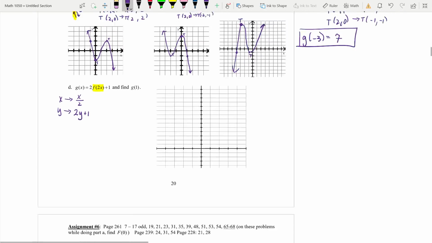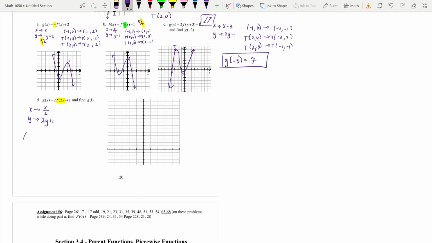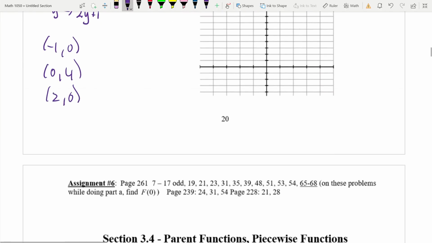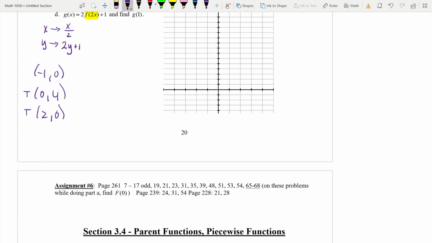Let's write down those points that we had on the original one. They are -1, 0, 0, 4, and 2, 0. I'm going to put T's in front of the second 2 because they are turning points. Now I'm going to change the points. So I'm going to take the x's and divide it by 2. I get a negative 1/2, then a 0, and then a 1. Take the y, multiply it by 2, and then add 1.